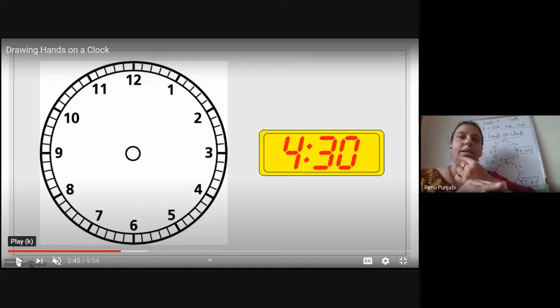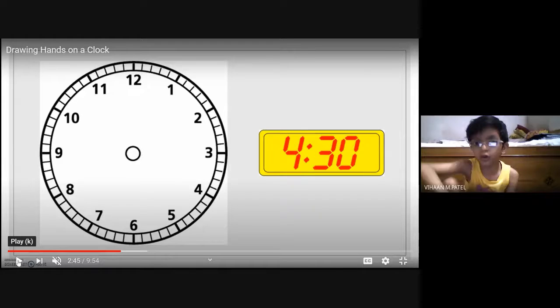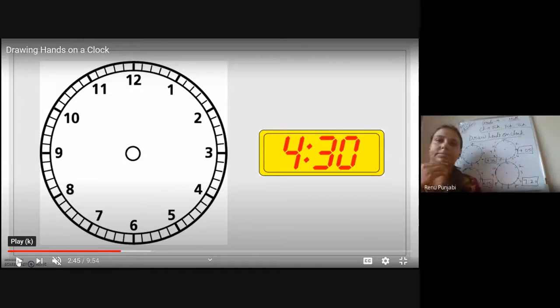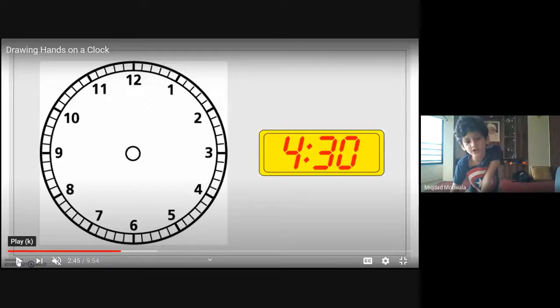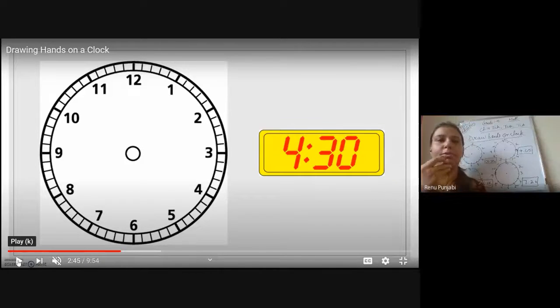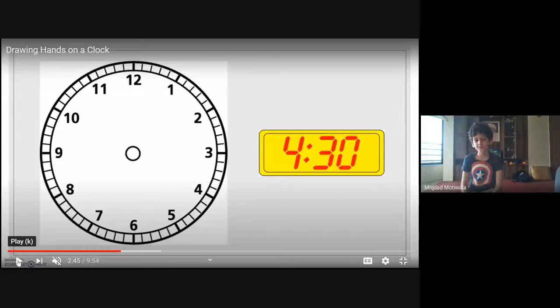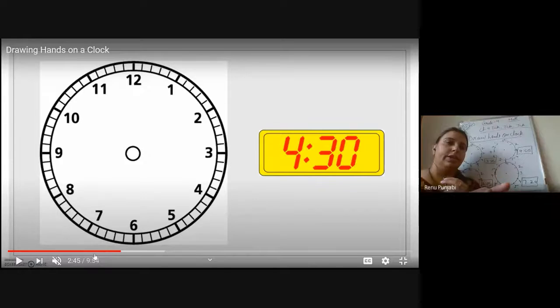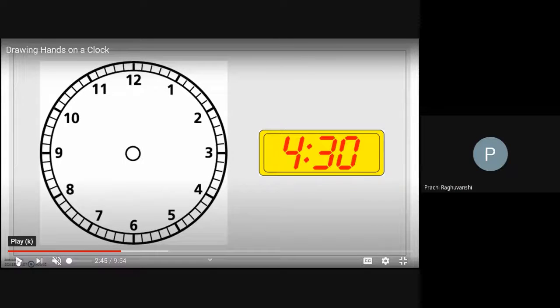Mikdad, tell me where will be the long hand at this time? Mikdad, are you there? Now tell me where will be the long hand? What time is this digital clock showing? Long hand will be on 6. And where will be the short hand? 4. Very good, between 4 and 5. Parnika, stop writing answers until you are asked.